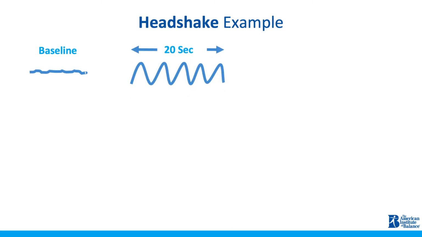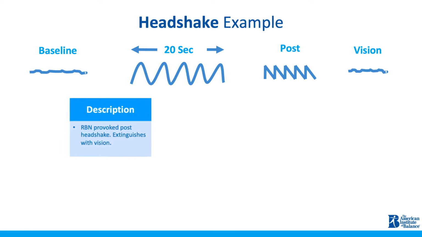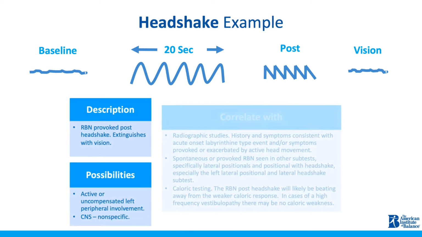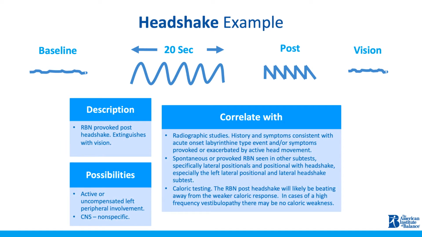This is an example of what the VNG recording would look like for the previous patient. You can see here, prior to the headshake, there's no spontaneous nystagmus. The patient shakes their head at 2 Hz for 20 seconds, and after they stop, you can see a robust right beating nystagmus that suppresses with vision enabled. In this case, a right beat nystagmus is indicative of a left unilateral vestibular dysfunction.